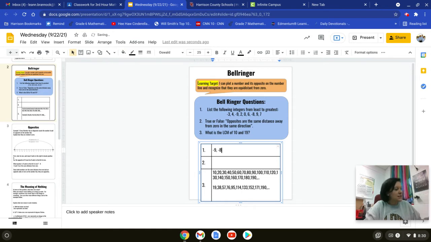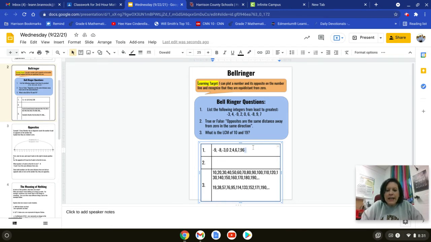Then I have -8. Then I have -3. Then I have 0. Then I have 2. Next is 4. Next is 6, 7, and then the largest is 9. So by using my number line, I now have made it very easy to be able to determine the order by going from least to greatest, by left to right, just like you read your name.